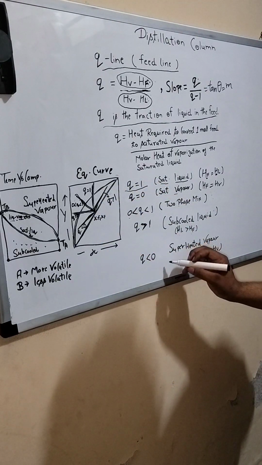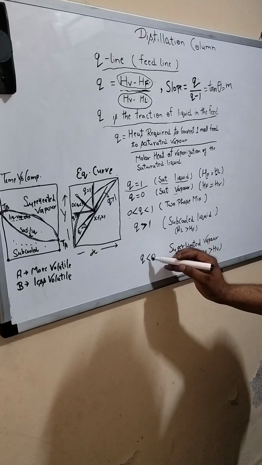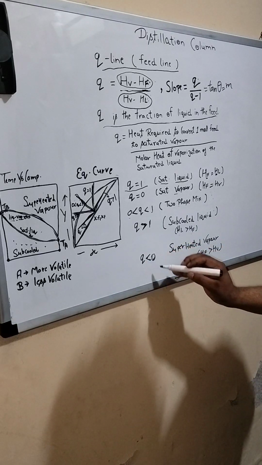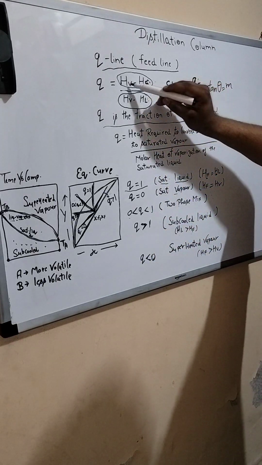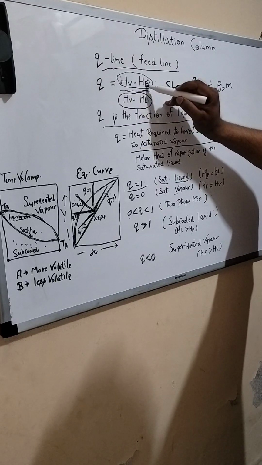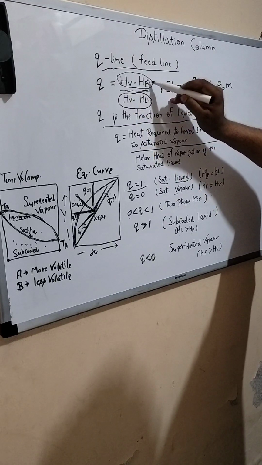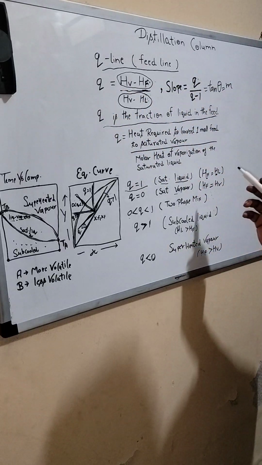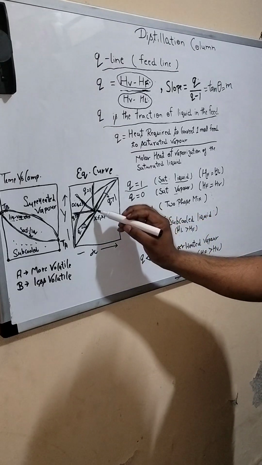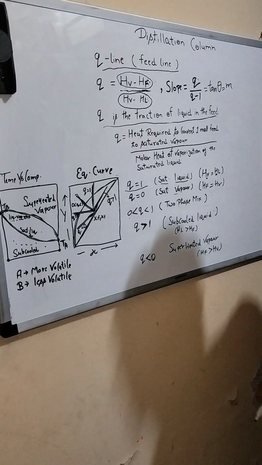When your feed is superheated vapor, then Q is less than 0. Why? Because HF is greater than HV when it is superheated, so the term becomes negative and Q becomes negative. So it will come in the third quadrant like this: Q less than 0, superheated vapor.